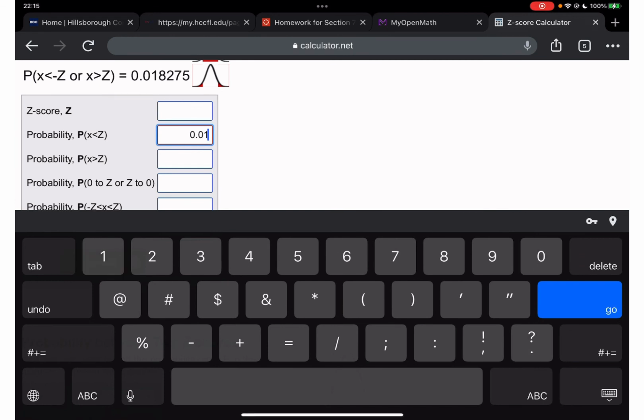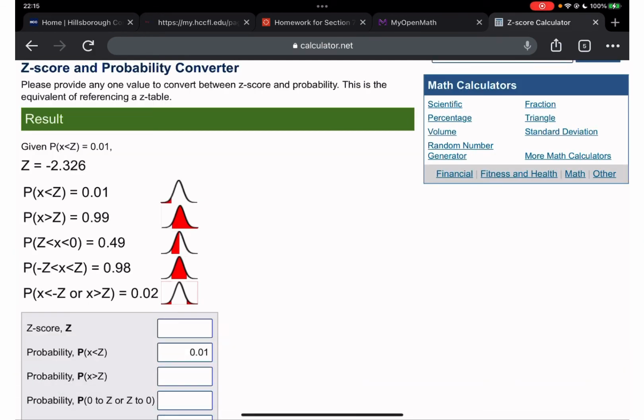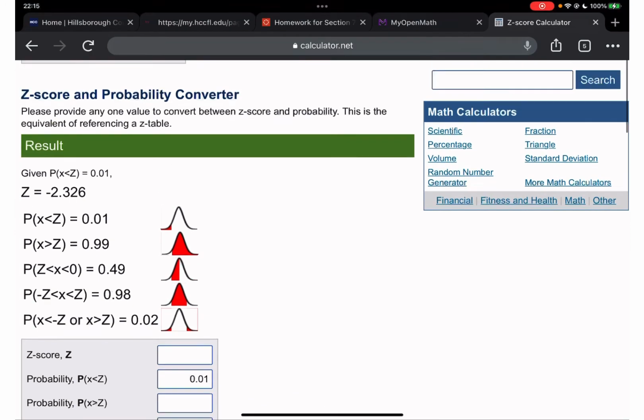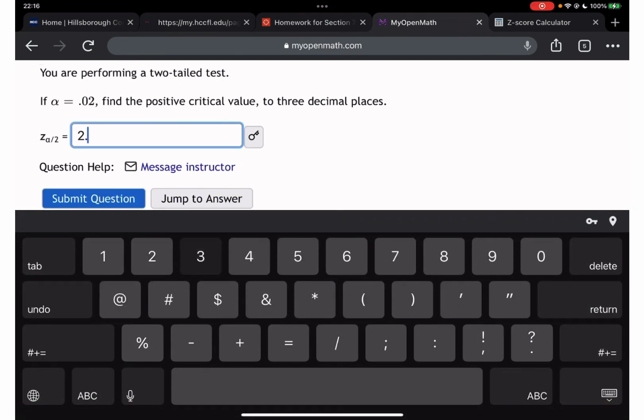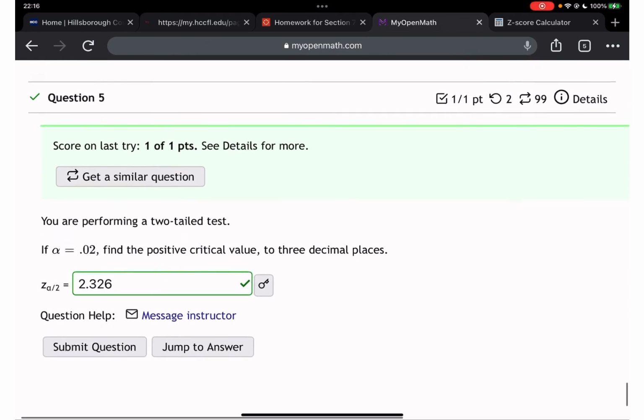So let's put probability 0.01, and let's find the z-score for 0.01, and we are getting 2.326, because it's a two-tail, so it can be one way or another. So we are going to take positive 2.326. Let me check. Bingo. Correct. Okay, I'm done with this one also.